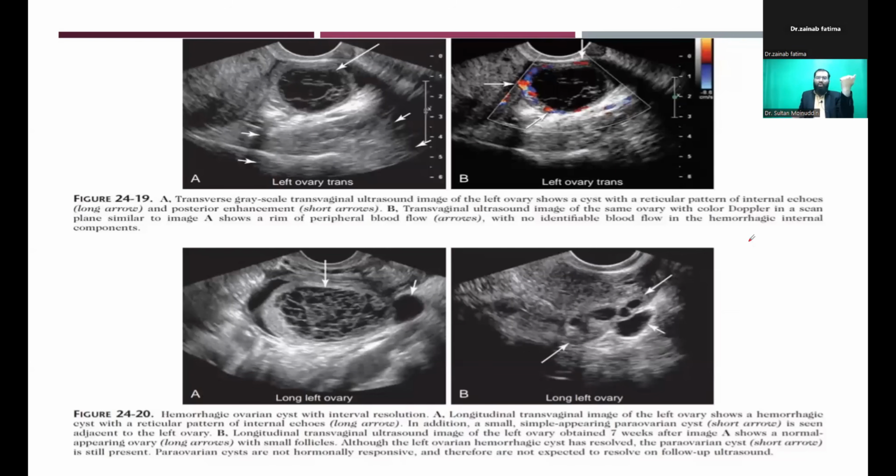Now see, this is how clot resolves. So initially it looks like this, which is showing fishnet appearance. With time you would be able to see that there are just few nets left. So this is how it resolves. And after a few months, you see that it is completely resolved, nothing remains.